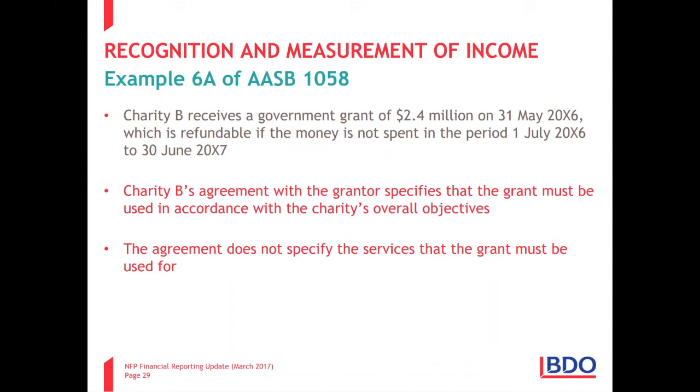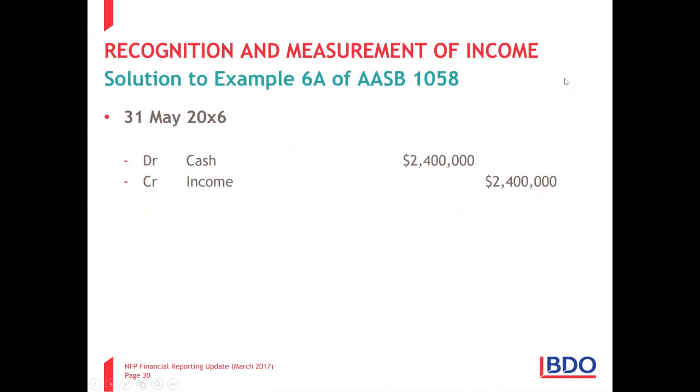In this example, it's an example from AASB 1058. It says Charity B receives a government grant of 2.4 million on the 31st of May, year 6. It is refundable if the money is not spent in the period 1 July 26 to 30 June 27. Charity B's agreement with the grantor specifies that this grant must be used in accordance with the charity's overall objectives. The agreement does not specify the exact services that the grant must be used for.